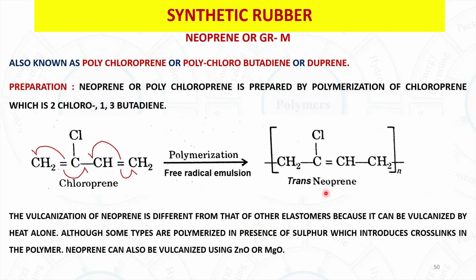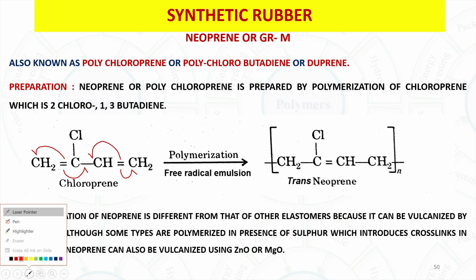So this neoprene is trans in nature, unlike your natural rubber. What is the meaning of trans? In natural rubber, the CH2 and that CH2 across the double bond have the orientation on the same side.